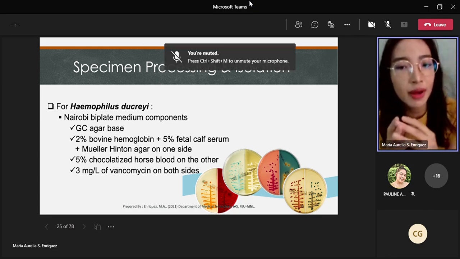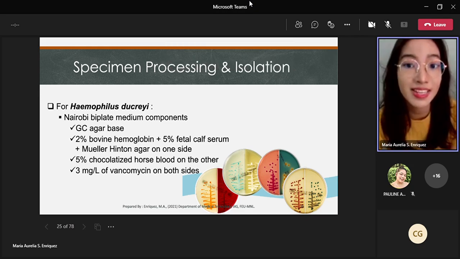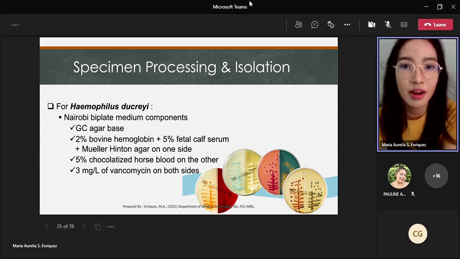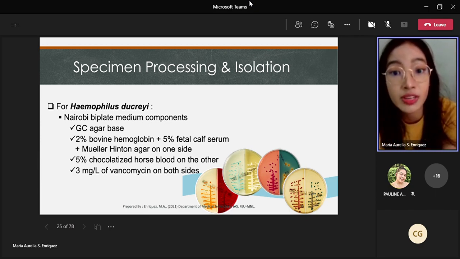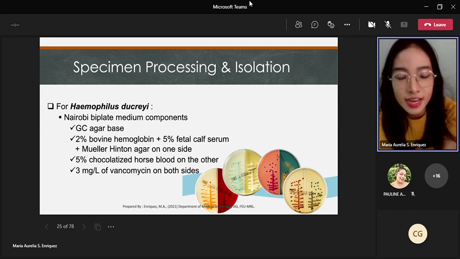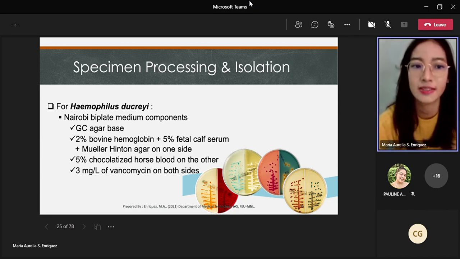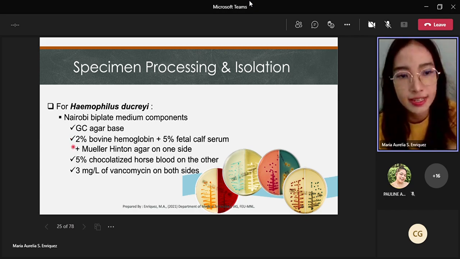Okay, so again, vancomycin is to reduce the growth of commensal bacteria from the patient's skin. And then, while some normal flora are inhibited, Haemophilus ducreyi will continue to grow since ang Haemophilus ducreyi po is resistant to vancomycin. And then, ayan po, nakalista din po dito yung iba pang sources of nutrients.